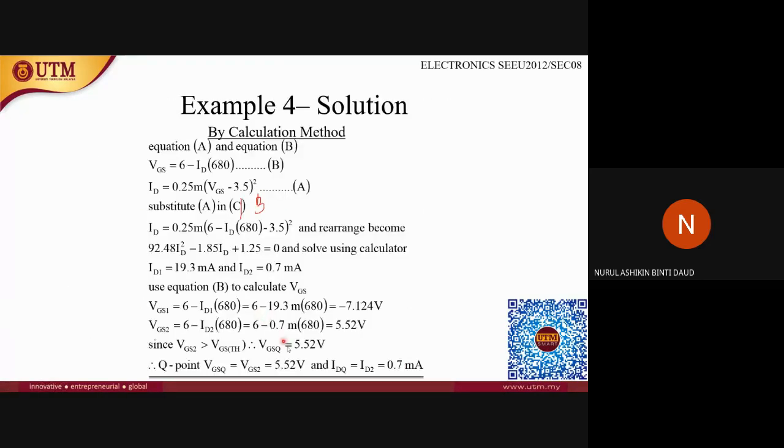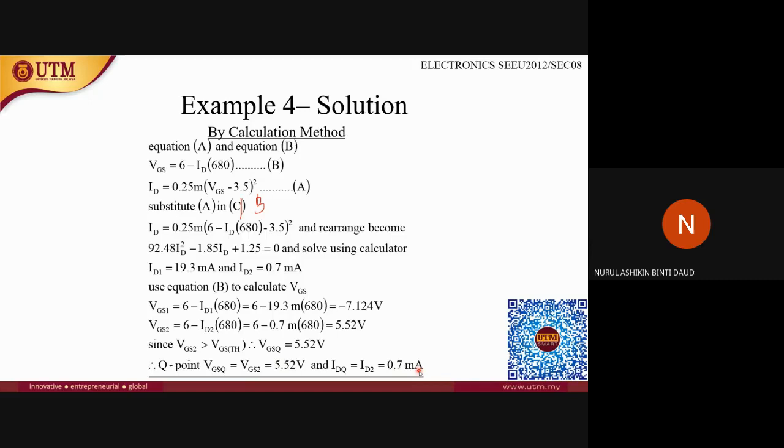Okay, so from these two values, which value should you choose for your Q point? You should choose 5.52. Why? Because it is greater, it is bigger compared to the threshold value. Okay, so these are the VGSQ values. So the Q point is VGSQ equals VGS2, this value, which is 5.52, and the value of I is equal to 0.7 milliamps.